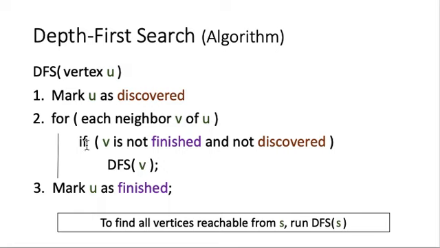So once all the neighbors of u are checked, then we are done with u. So we will mark u as finished. So this is the simple recursion. And then if we want to explore the whole graph starting at vertex S, then we will call DFS(S) at the main loop.